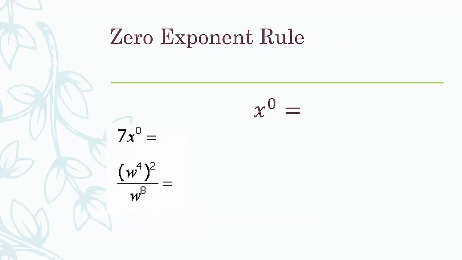So we have the 0 exponent rule. When we have x to the 0, when we're not multiplying it by anything, it equals 1. So 7 times x to the 0 is just 7 times 1, which is 7. Okay, so I'm going to pause the video, count to 10, do the thing.